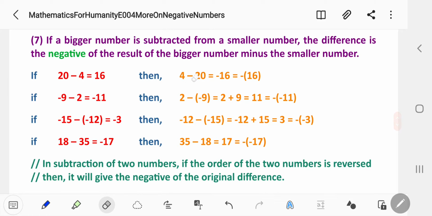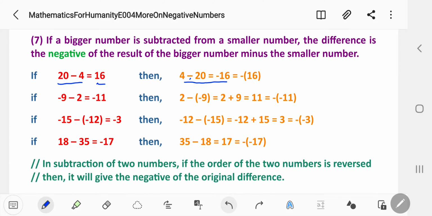We have a smaller number, 4, subtracted from a bigger number... I mean, 20 subtracted from 4. This is of course negative 16. And when you subtract 4 from 20, you have 16. So here, if you interchange, this one is different from this one.